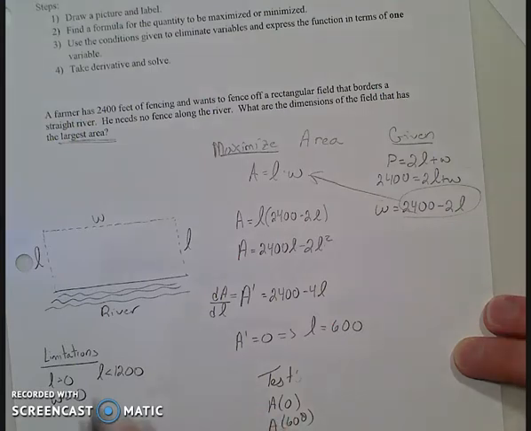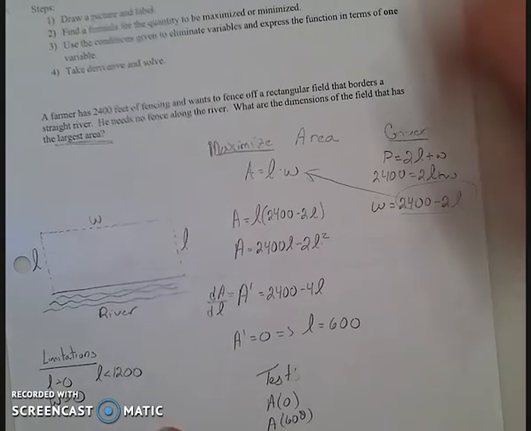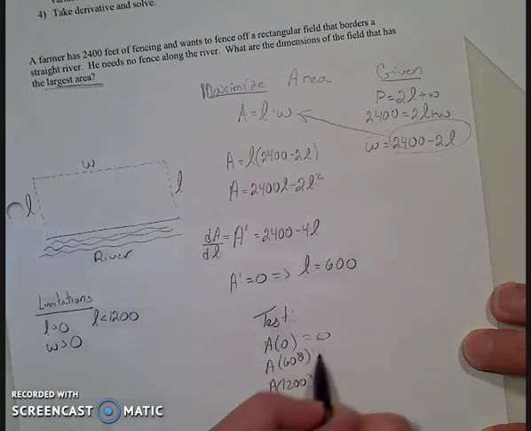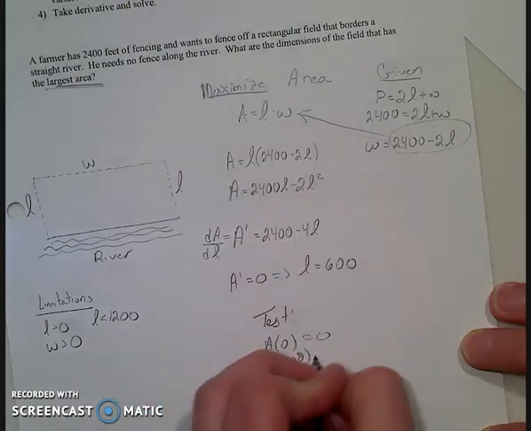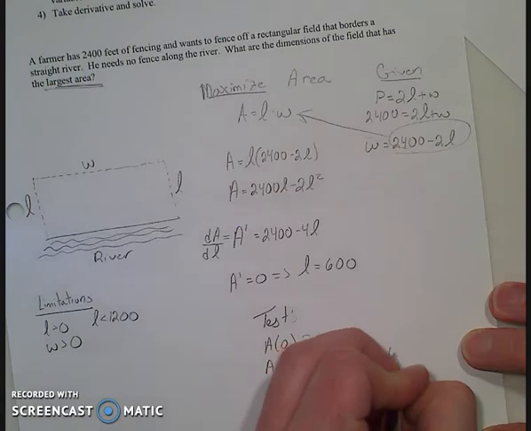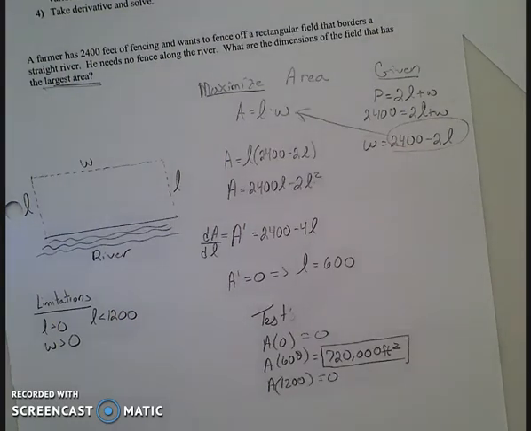Why are we testing these? I know it doesn't necessarily make sense because we're not equal to, and so we don't actually have to test them, but it's a good habit. When you plug the 600 back into this equation right here, we're going to get 720,000 feet squared. And you just maximized it.